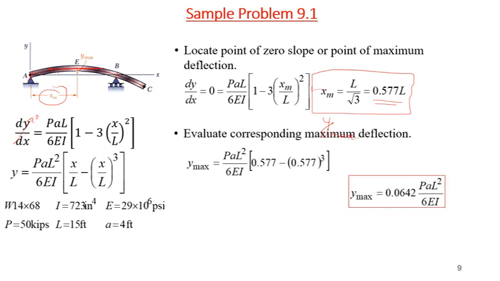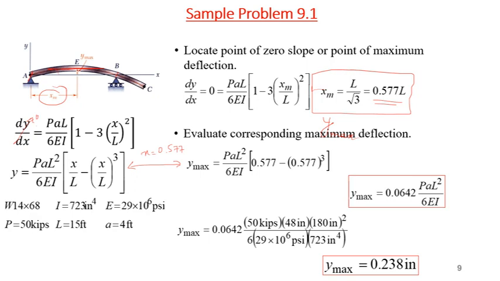Now, putting this in the equation of the elastic curve over here, so y max, putting x is equal to 0.577 times L. By putting this in the equation, y max in terms of the equation is 0.0642 PAL square by 6EI, putting in the values of A, L, E, I and P.